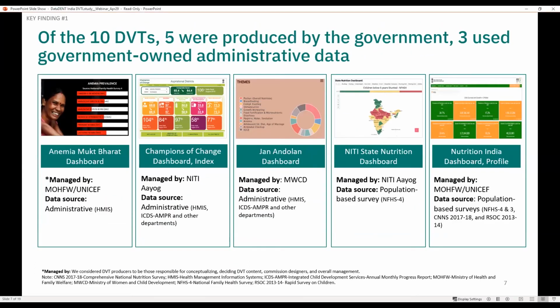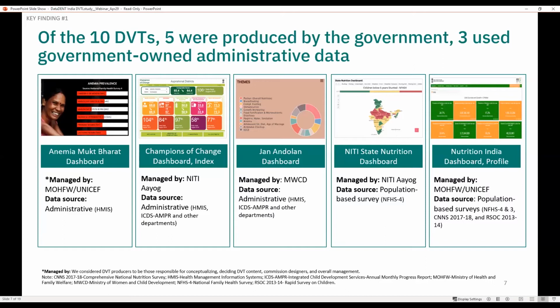So of the 10 DVTs, 5 DVTs were produced by the government, 3 using government-owned administrative data. Firstly, Anemia Mukt Bharat Dashboard by Ministry of Health, supported by UNICEF, is aimed to monitor progress on anemia targets to support program implementation. Champions of Change by Niti Aayog aims to track progress of 116 aspirational districts and publish rankings on a monthly basis. Jan Andolan dashboard by Ministry of Women and Child Development uses administrative data to monitor Poshan Abhiyan activities, especially Jan Andolan.